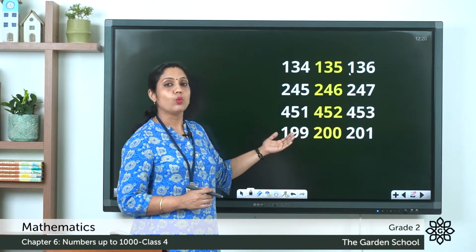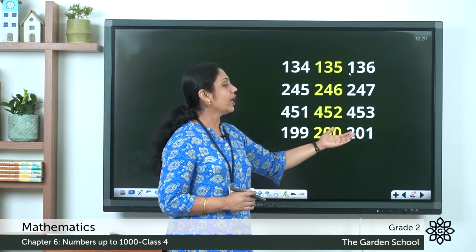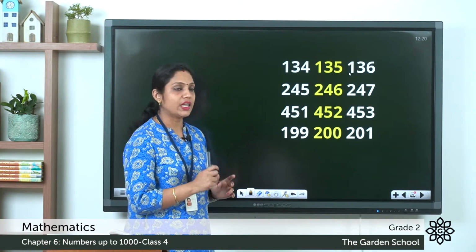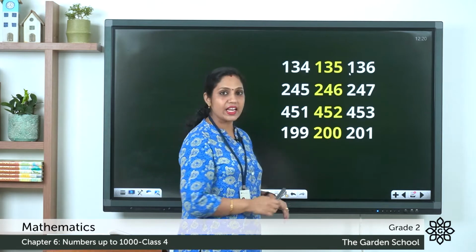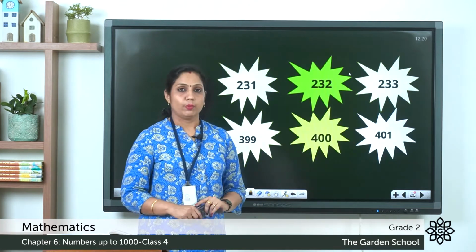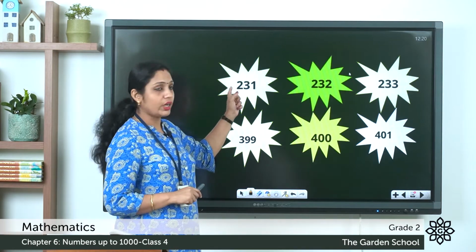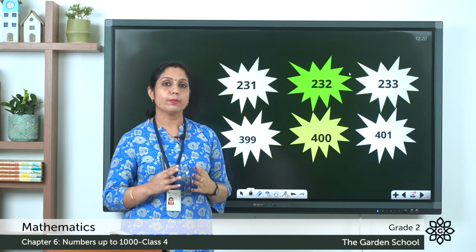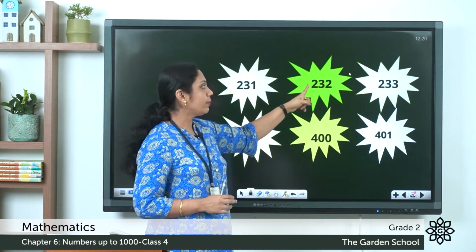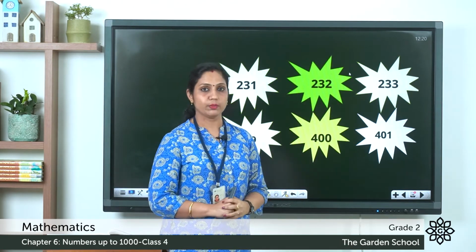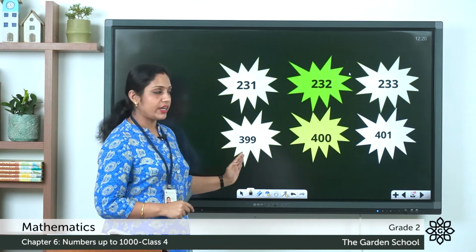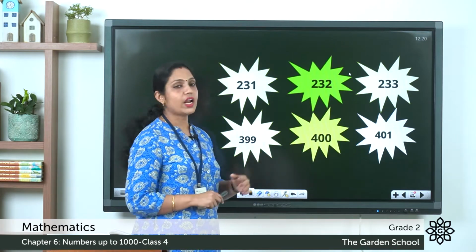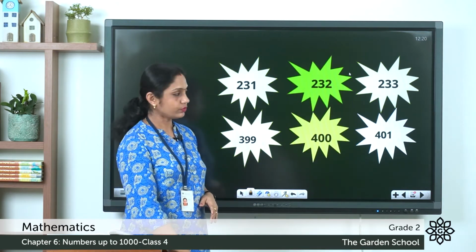And also we have 199, 200, 201. In this, 200 comes in between. It comes in between 199 and 201. We have some more numbers. Let's check that. We have 231, 232 and 233. So which number comes in between? Here the number 232 comes in between. In the numbers 399, 400 and 401, the number 400 comes in between.